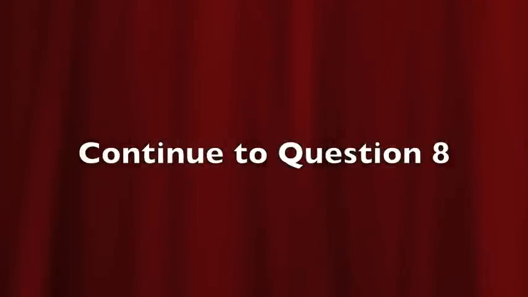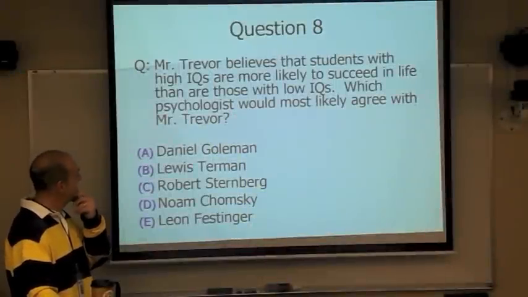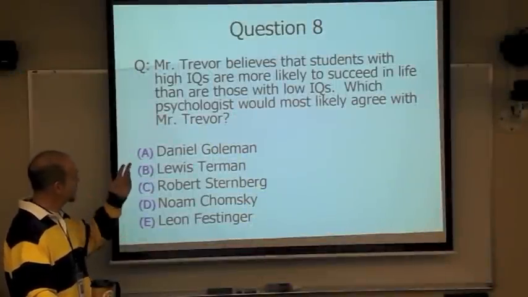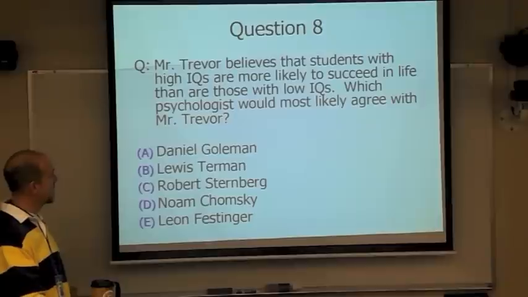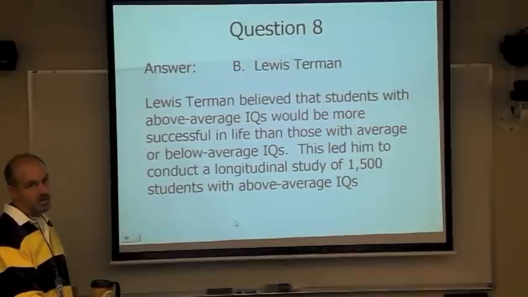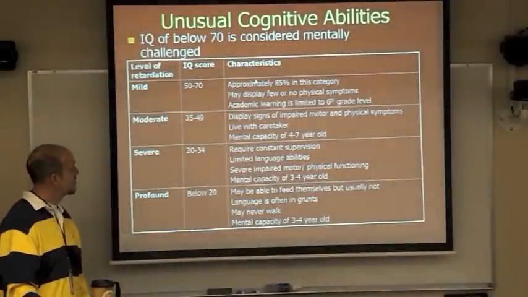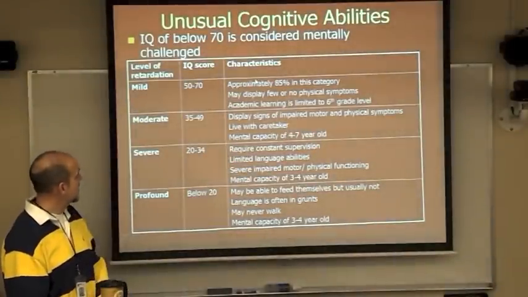Terman died. IQs are more likely to succeed in life than are those with low IQs. Which psychologist would most likely agree with Mr. Trevor? Was that Goleman, who we talked about was emotional intelligence, Lewis Terman and his little termites, Sternberg, Chomsky, or Festinger? Now most of you, just being that we just talked about it, knew Terman was the one who studied gifted children the most. Now in terms of this chart, this deals with people that are mentally challenged.